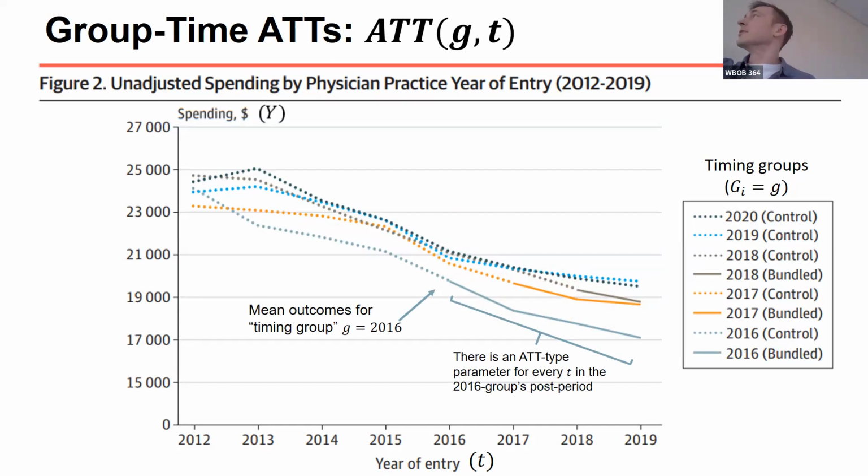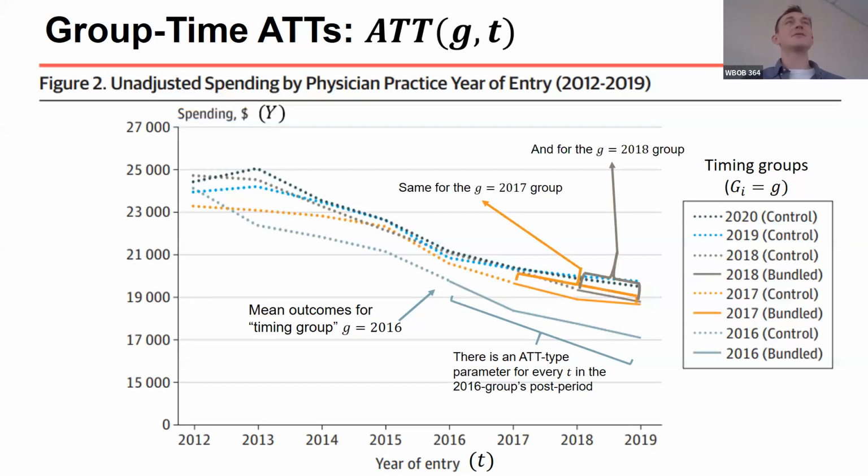I'm about to define for you the same simple definition, but it's an ATT that's going to be specific to a timing group. So that's the 2016 switchers, the 2016 practices, and a time period. These practices have an average treatment effect in the year 2016. They have a different treatment effect in the year 2017. They have another treatment effect in the year 2018. And that's true also for the 2017 group, and also for the 2018 group.